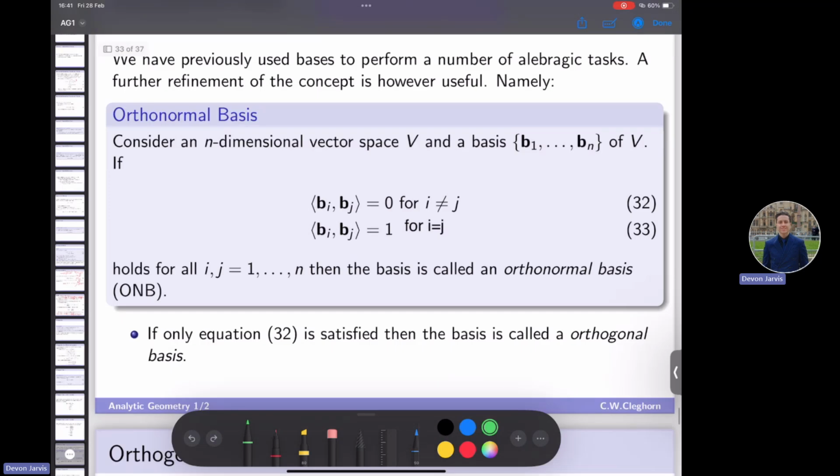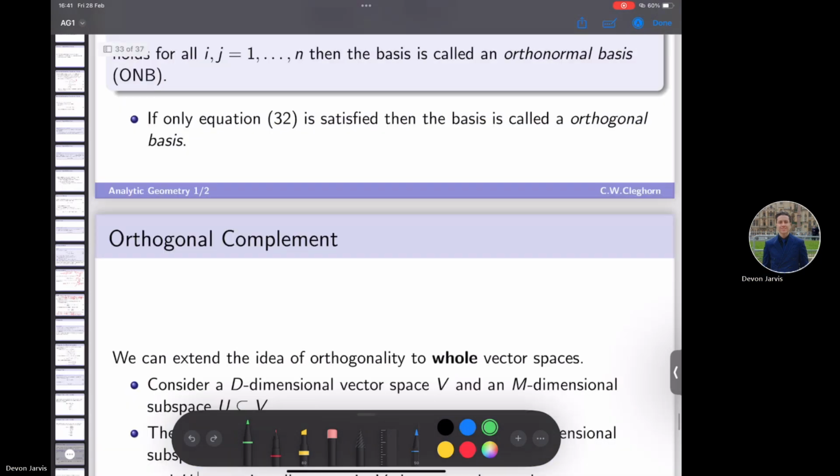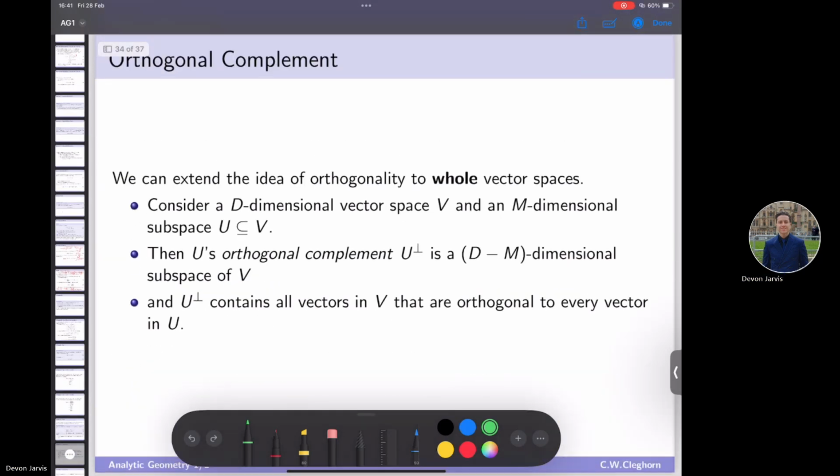If only equation 32 is satisfied, then the basis is called an orthogonal basis. So it's not normal in the sense that its basis vectors are not unit length. We can extend the idea of orthogonality then to entire vector spaces, and this is kind of what I was talking about earlier with the rank-nullity theorem. We had a vector space that we could map onto, and then we had another vector space that was forgotten about, and that had to give us the entire original vector space. Same thing, those two vector spaces are orthogonal to each other. We use that property in the proof of the rank-nullity theorem.